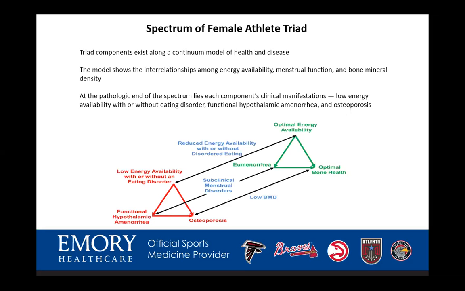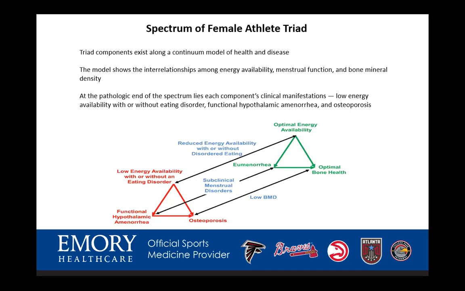So looking at these 3 components, optimal energy availability, progressing to low energy availability with or without disordered eating, optimal bone health to low bone mineral density and osteoporosis, and eumenorrhea and hormonal health, progressing to amenorrhea and functional hypothalamic amenorrhea.